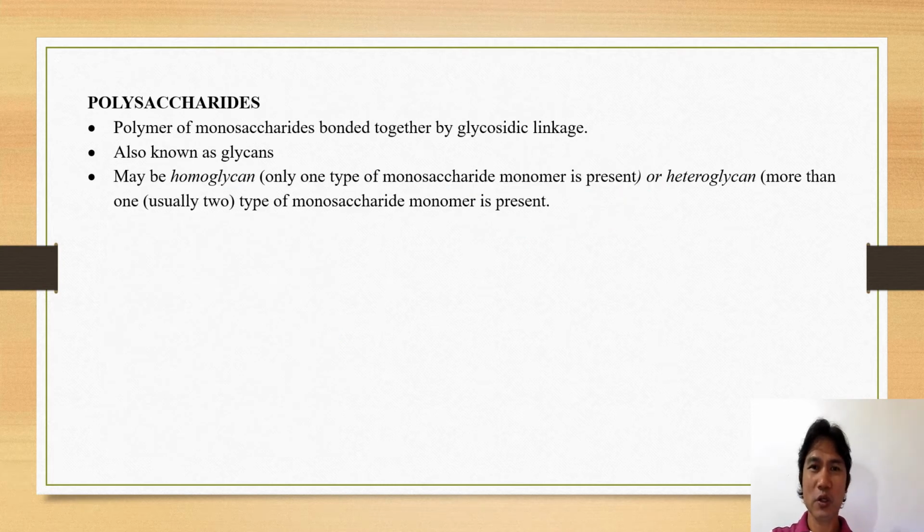Now let's go to polysaccharides. Polysaccharides are molecules that have many monosaccharides bonded together by glycosidic linkages. They are also known as glycans. Polysaccharides may be homoglycan or homopolysaccharide, which means only one type of monosaccharide is present. And another type is called heteropolysaccharide, which means more than one type of monosaccharide is present.